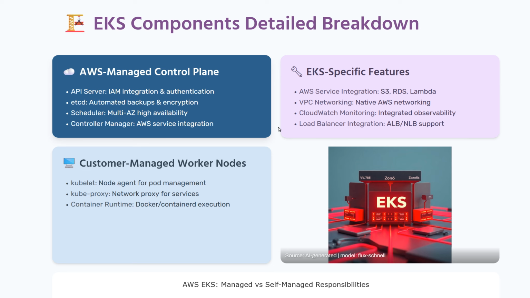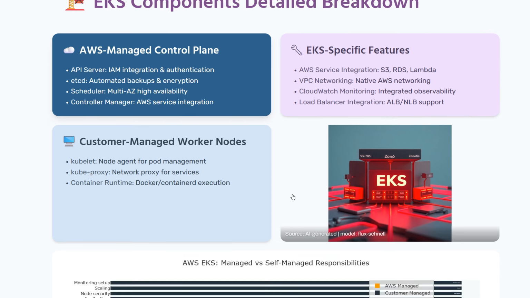We spoke about the VPC network already, native AWS networking, and then CloudWatch monitoring, integrated observability and troubleshooting, and then you have Application Load Balancer and Network Load Balancer support, ALB and NLB, and then customer-managed worker nodes. If they're customer managed, you can run Kubernetes, right? The node agent (kubelet) for pod management, and kube-proxy, the network proxy for services, and then a container runtime, such as Docker or containerd, right?